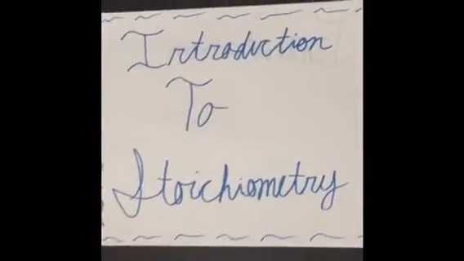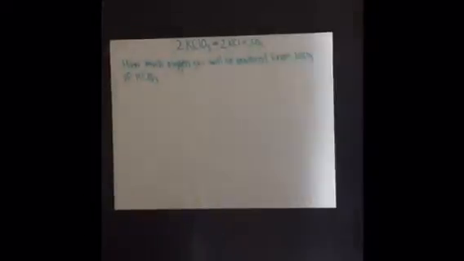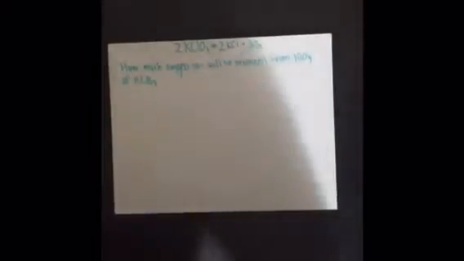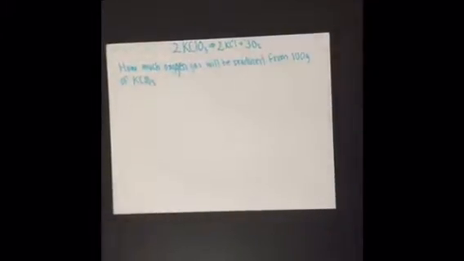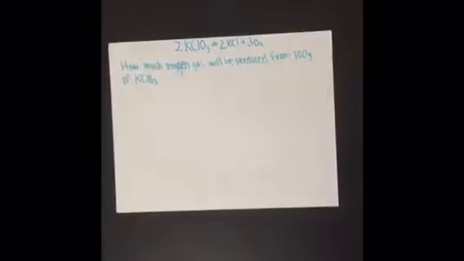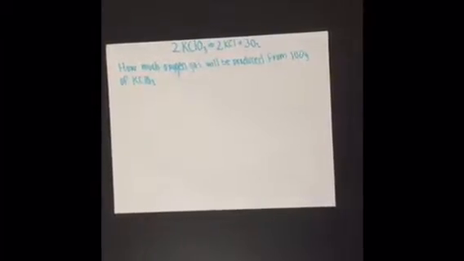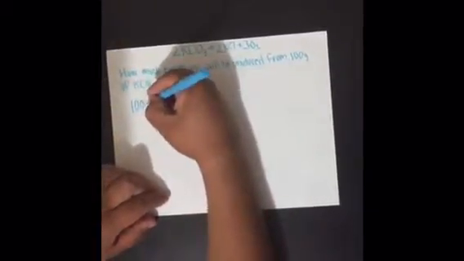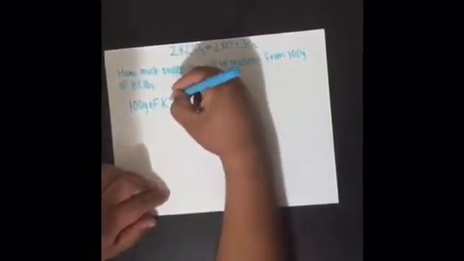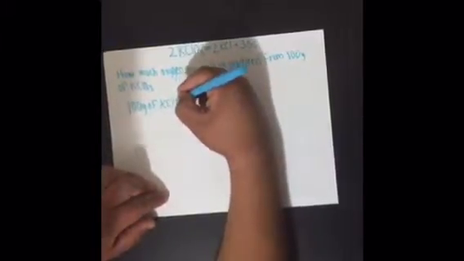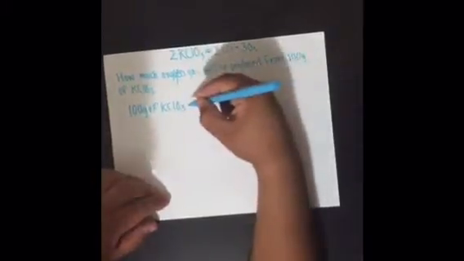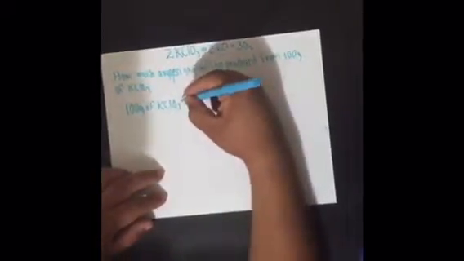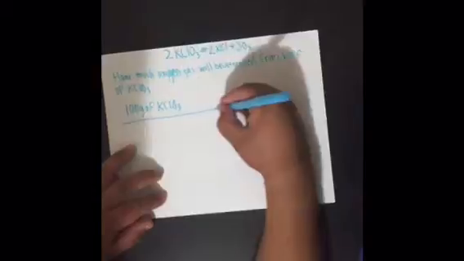Introduction to Stoichiometry. Equation number 1. How much oxygen gas will be produced from 100 grams of KClO3? So basically you start off with the given, which is 100 grams of KClO3, and then you do your equation.